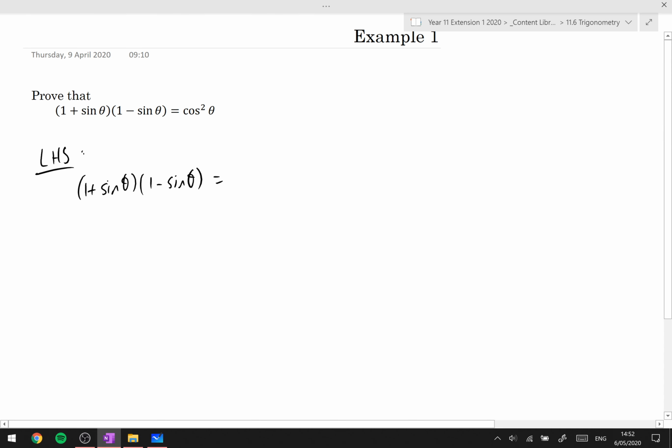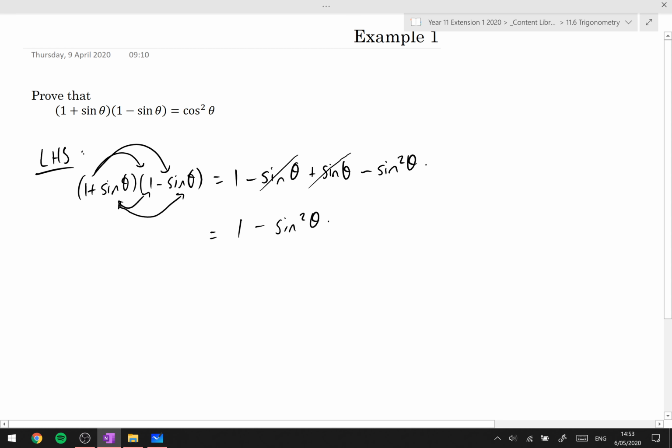1 times 1 is 1. 1 times negative sine theta is negative sine theta. Okay, sine theta times 1 is positive sine theta. And sine theta times negative sine theta is negative sine squared theta. Okay, so now doing some cancelling, we're going to cancel that with that, and we get that this is equal to 1 minus sine squared theta.